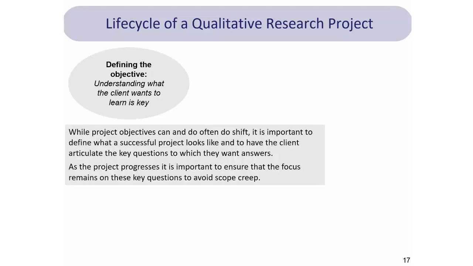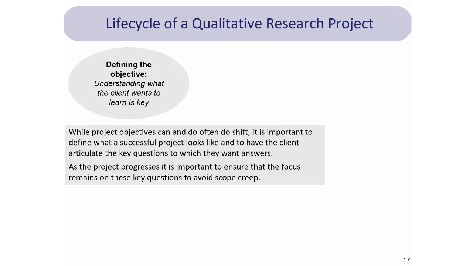And this brings us to the life cycle of a qualitative research project. There are 5 different stages that I'm going to highlight. The first is defining the objective. And typically the client does this, or ideally the client does this. They come to us with a very specific objective that they want to research. And it's my job as the researcher to understand what the client wants to learn and what the key questions are that he or she wants to answer.